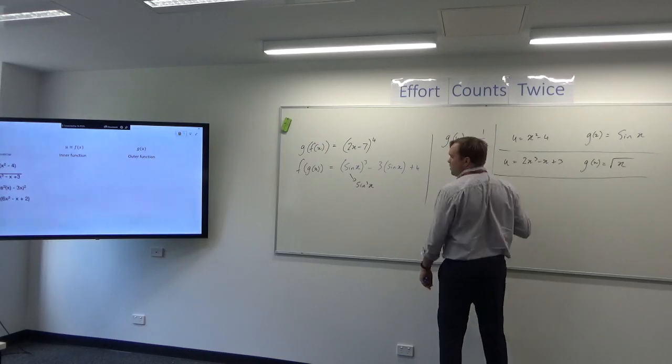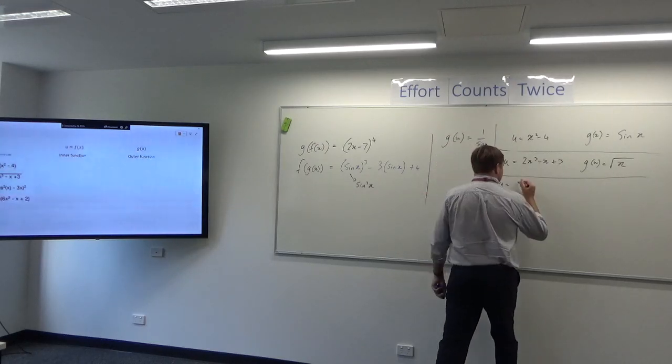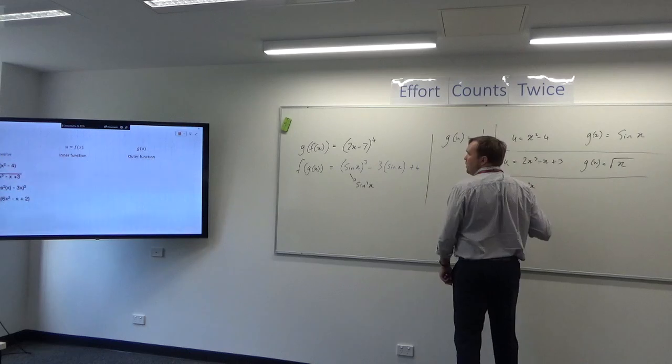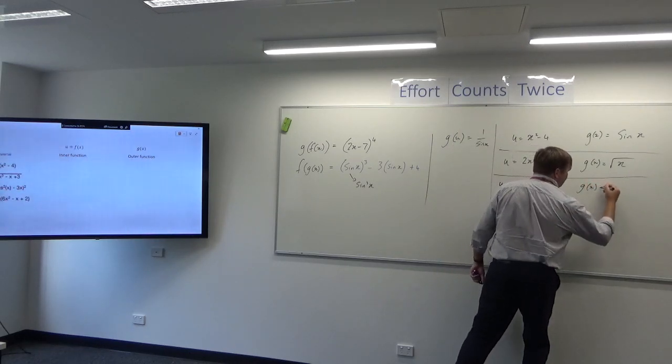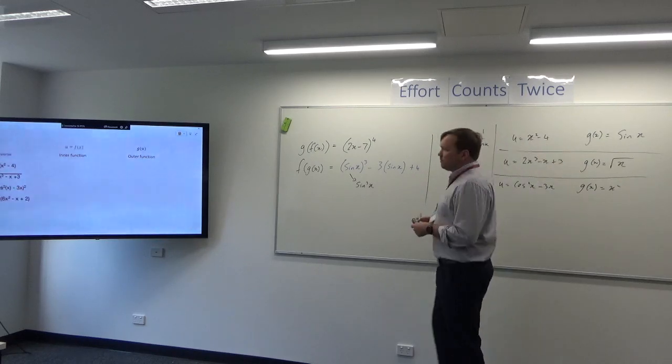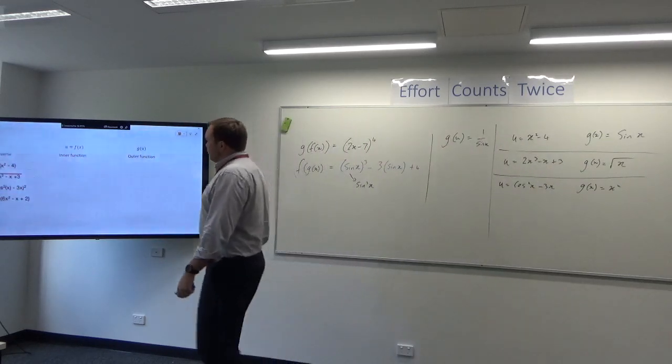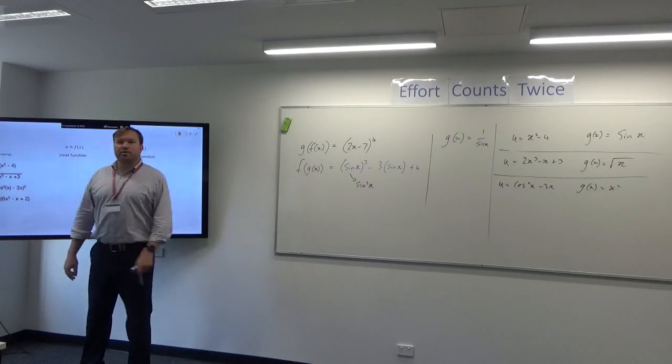So u equals, what is it? Cos squared x minus 3x, and then g of x is just x squared. Do you need the brackets around the x there? No. It kind of annoys me they've done it.